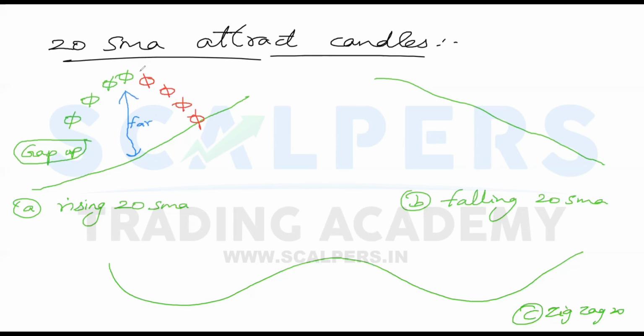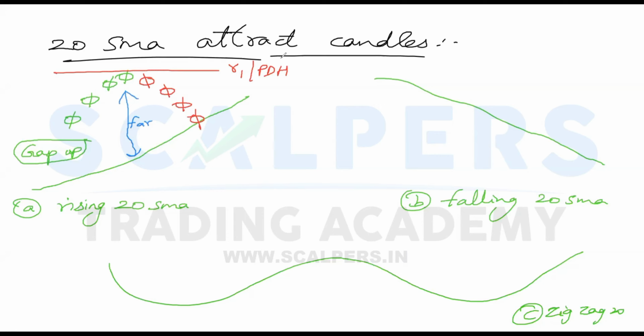This is the reversal point. When the candles are far away from the 20 SMA, the 20 will attract the candles, I am telling. When the reversal happens and the candles come down, it will be as soon as they reach R1 or the previous day high, don't forget. So whenever there is a gap up and the 20 and candles are far away, you can expect a reversal exactly at R1 or previous day high.